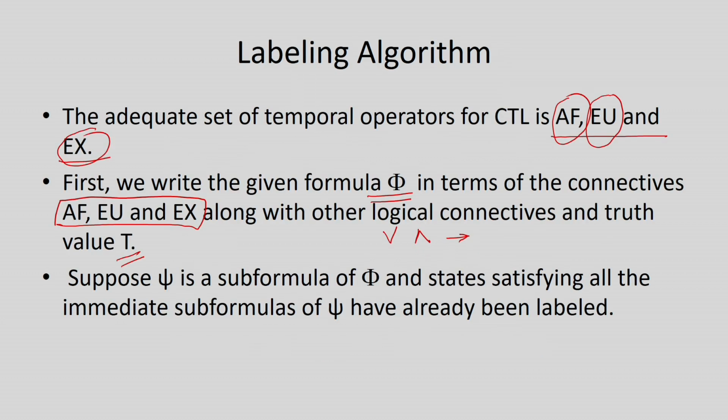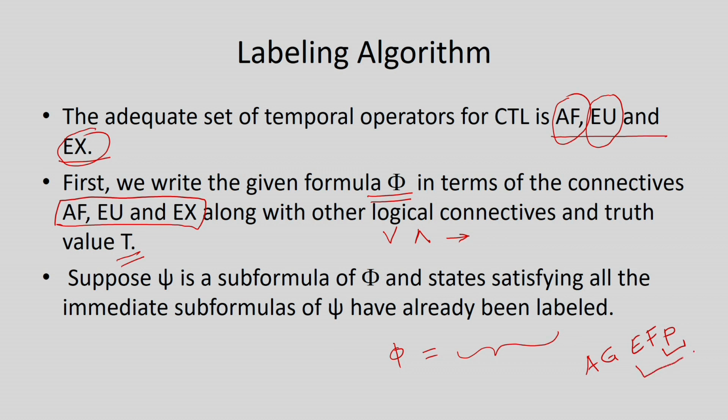Now, if phi is a formula, then phi can be composed of several subformulas. We have to look at each and every subformula, and only if we know the truth values of the subformulas can we look for the truth values of the given formula. As an example, take AG EF P. In this formula, what is the notion of subformula? P is an atomic proposition, so P itself is a subformula, and P is an atomic formula.